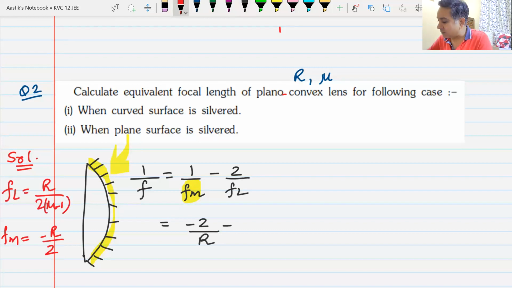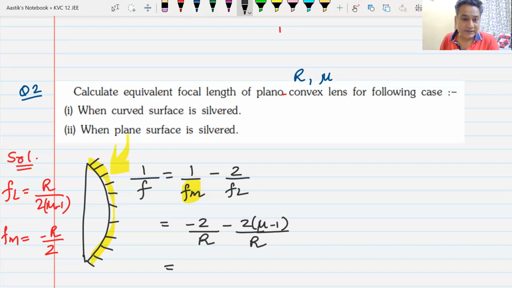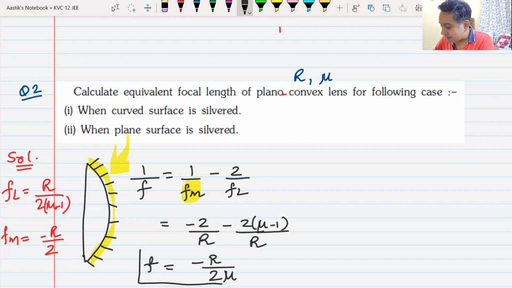And you just put the values here. Minus 2 upon 2 into (mu minus 1) upon R, and that is the answer you are going to get. You are going to get minus R by 2 mu as your focal length. That means it behaves as a concave mirror. Do we understand this? Yes, sir. Everyone got this? How I've done this?